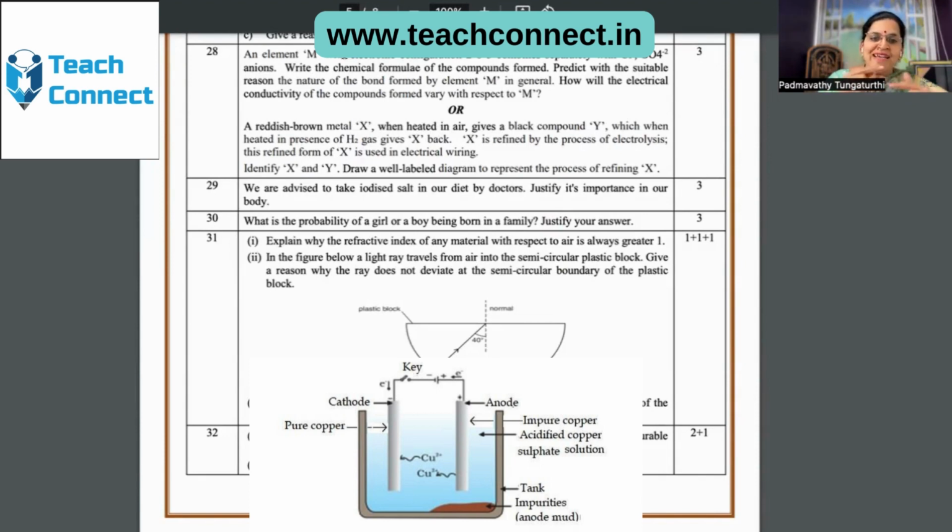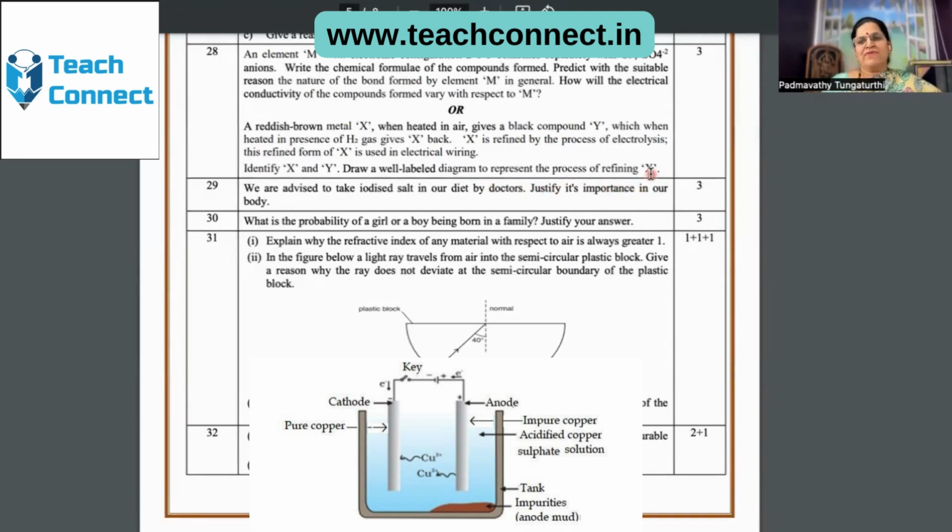The student can analyze the answer. If it doesn't strike the student that it is copper, then when the student reads the question until the end, he can say that X is used in electrical wiring. Then it's copper wire, because we already read in the resistance and electricity chapter that copper can be used for electrical wiring. It undergoes oxidation first, giving Y, and then reduction to give X back. Identify X and Y and draw a well-labeled diagram to represent the process of refining.